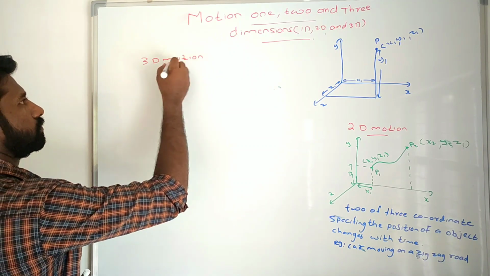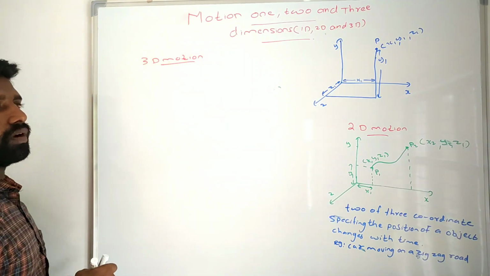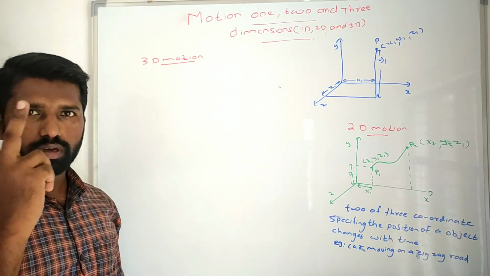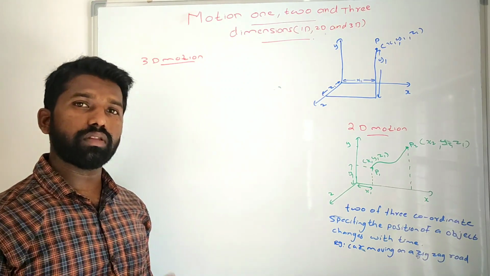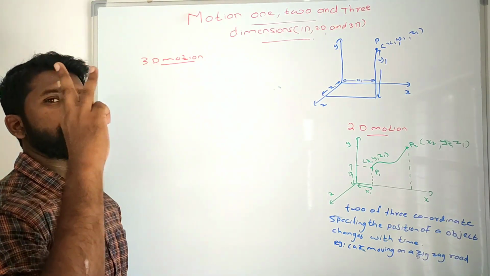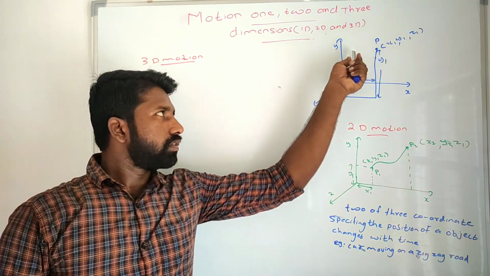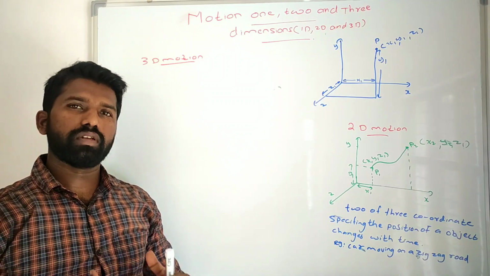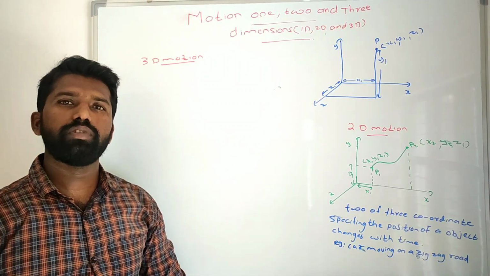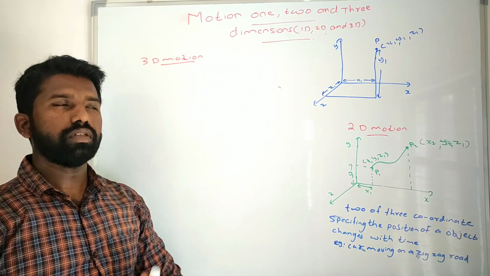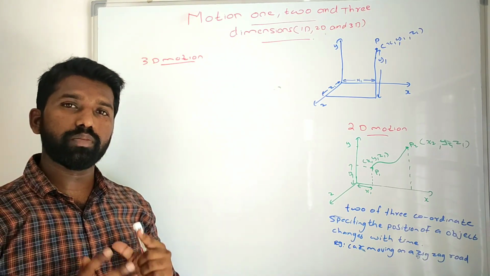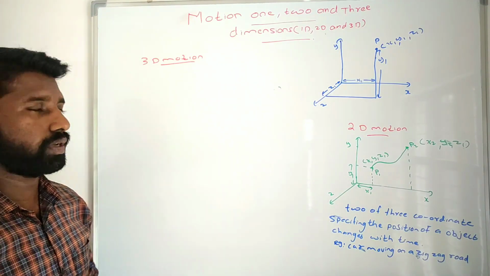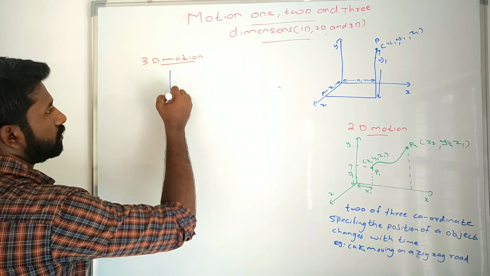In 1D motion, one-dimension motion, one coordinate changes. In two-dimension motion, two coordinates change. In three dimensions, three coordinates change. All three coordinates of an object change with respect to time. We can say that the object is in three-dimensional motion, or we can say that the object is moving in space. Okay, the object is moving in space. How will we get the diagram? We will see.